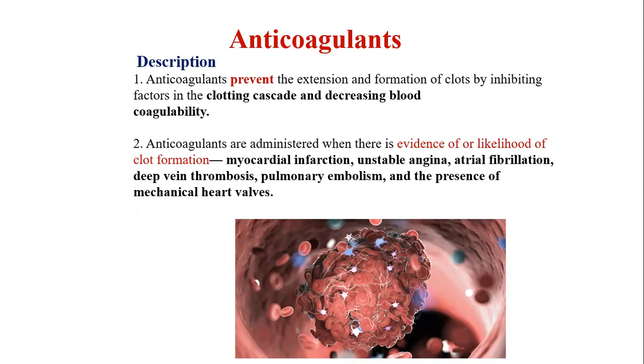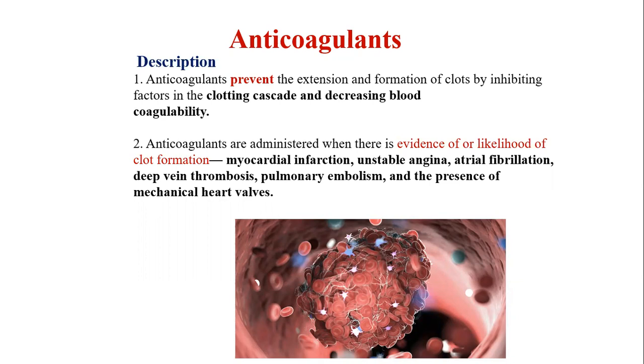So what are the medical conditions in which a patient has a chance to develop a blood clot? Examples are myocardial infarction, unstable angina, atrial fibrillation, deep vein thrombosis, pulmonary embolism, and presence of mechanical heart valves.